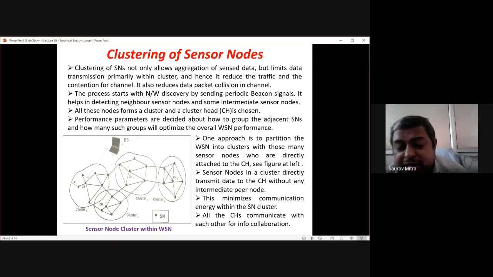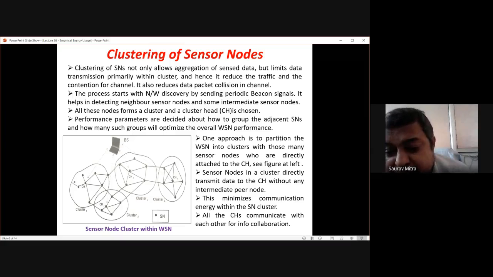So the first approach is to design the cluster head first, and within the single hop range of the cluster head, whichever sensor nodes are there, we mix them with that cluster head and form a cluster. Sensor nodes in the cluster directly transmit data to the cluster head without any intermediate or peer node. So there is a direct connection between the sensor nodes and the cluster head. This minimizes communication energy within the sensor node cluster.